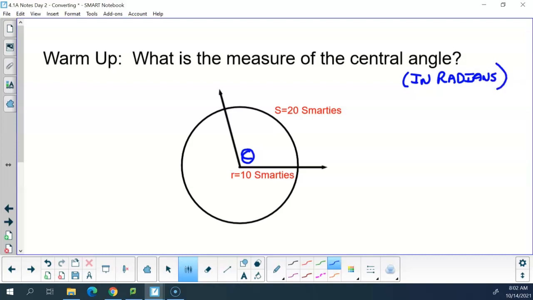If my arc length here is 20 Smarties and my radius here is 10 Smarties, what is my central angle in radians? 2 radians.